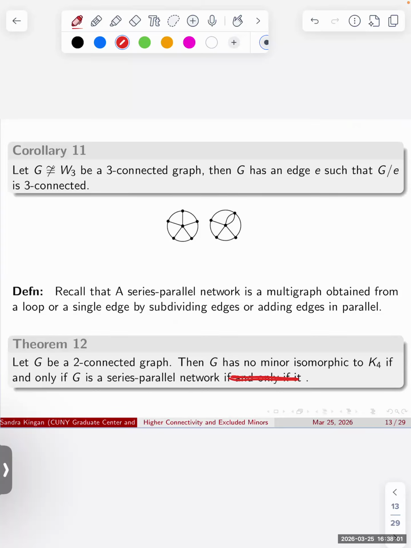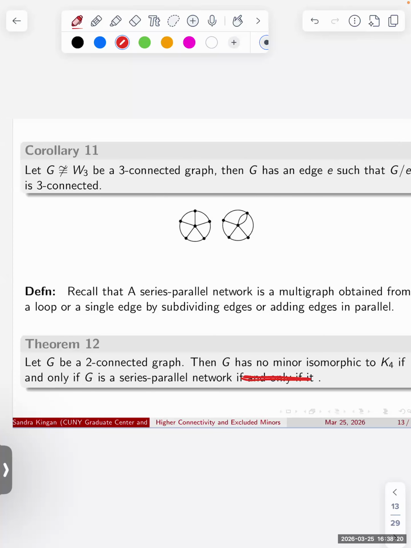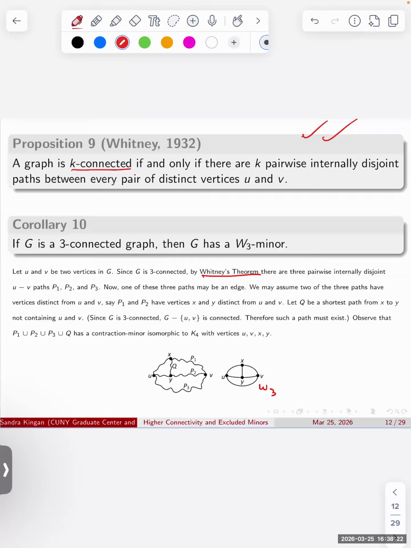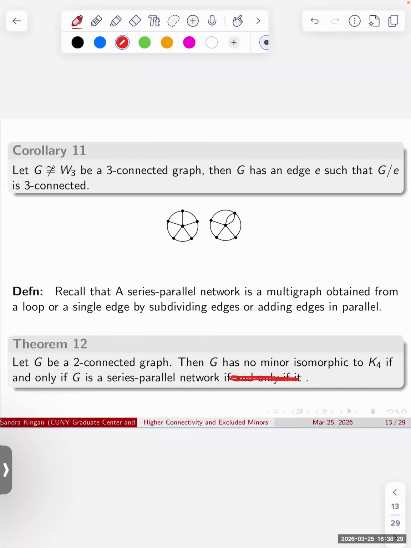So another result that we can get is that if G is a three-connected graph other than W3, then G has an edge e such that G contract e is three-connected. So we get that very easily from the previous corollary. So it's a corollary to this corollary. If G has a W3 minor, then G is a three-connected graph, and then you have to have some edge that you can contract and get W3.